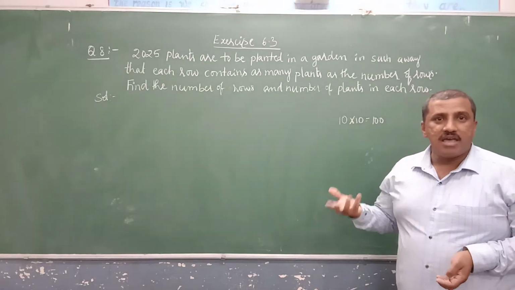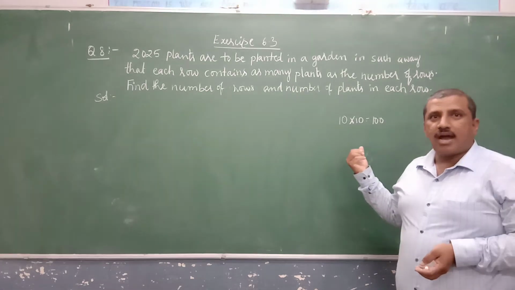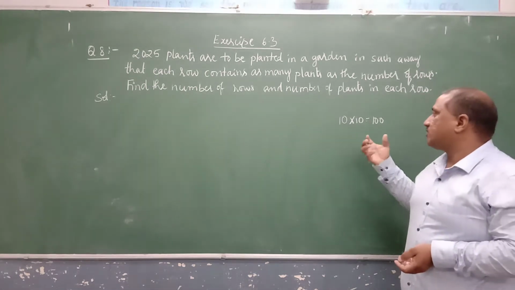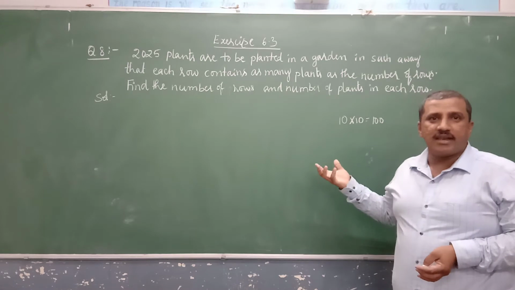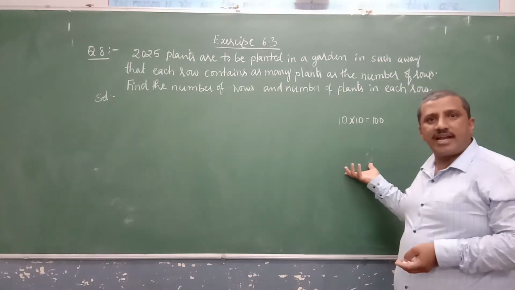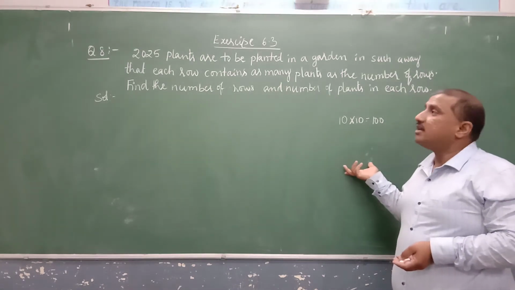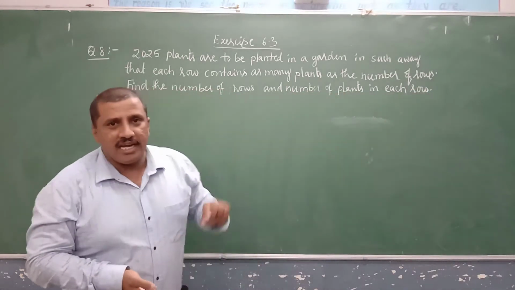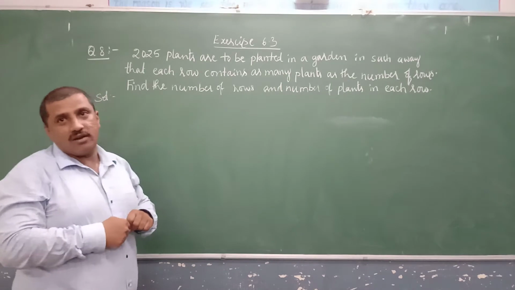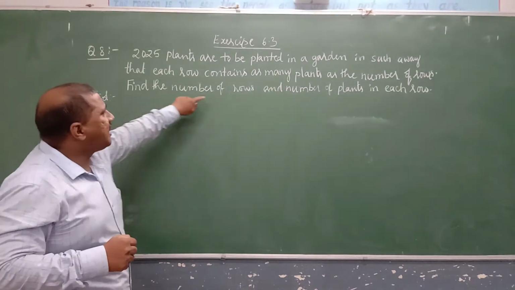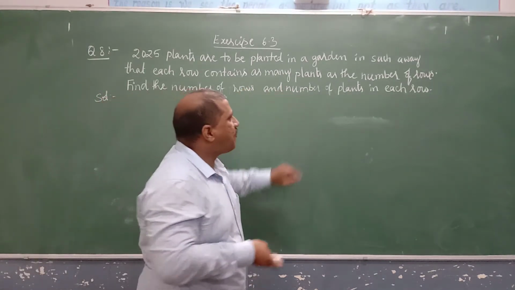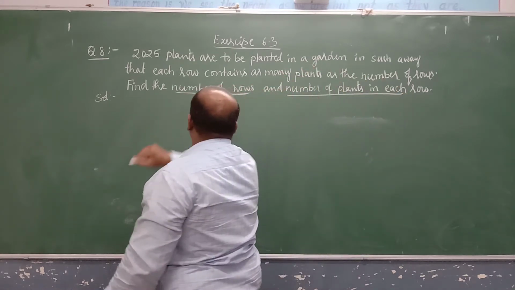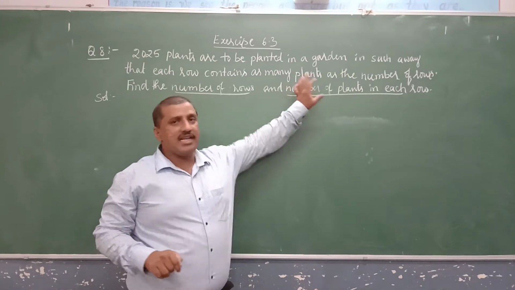Similarly, if there are 50 rows, how many plants will be there in each row? Yes, it is 50 plants. So the total number of plants will be 50 into 50, which gives 2500 plants. So here in this question it is given that how many plants are there in each row, those many rows are there. So we need to find the number of rows and the number of plants in each row. What do we need to find? Number of rows and number of plants in each row.